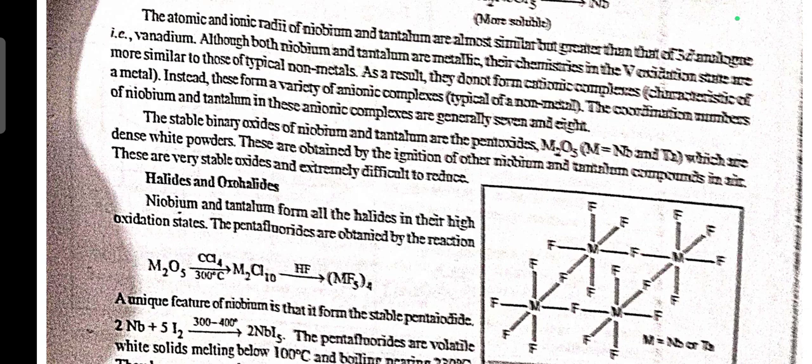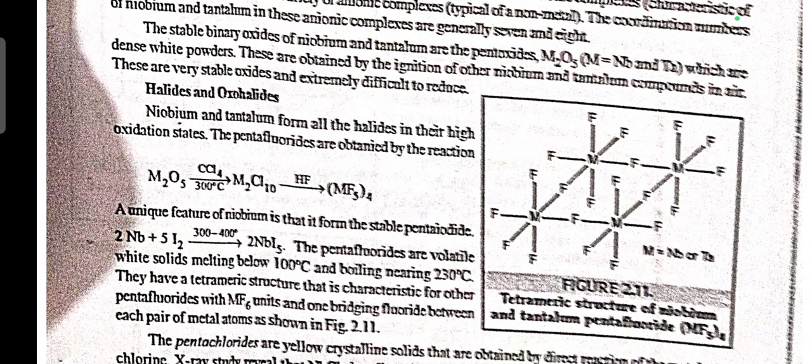Although both niobium and tantalum are metallic, the chemistry in the V oxidation state is more similar to that of typical non-metals. As a result, they do not form cationic complexes characteristic of a metal. Instead, these form a variety of anionic complexes typical of non-metals. The coordination numbers of niobium and tantalum in these anionic complexes are generally 7 and 8. The stable binary oxides of niobium and tantalum are the pentaoxides M2O5, where M is Nb or Ta, which are dense white powders.